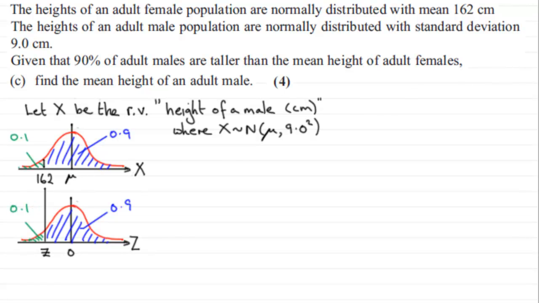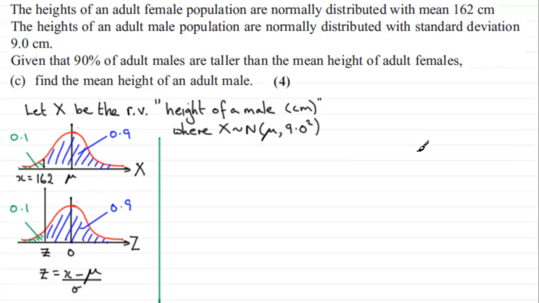And we know that any observed value z is always equal to the observed value up here, let's call it little x, minus the mean mu all over the standard deviation sigma. So if I'm trying to work out mu, I know x, it's the 162, I know the standard deviation, it's 9. What I don't have is what the corresponding z value here is going to be. So how do we get that? Well, we just use our tables.